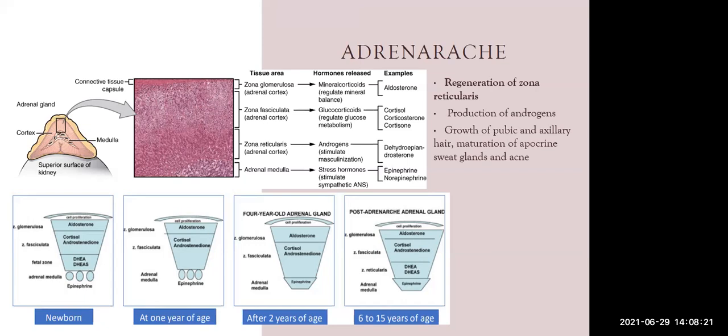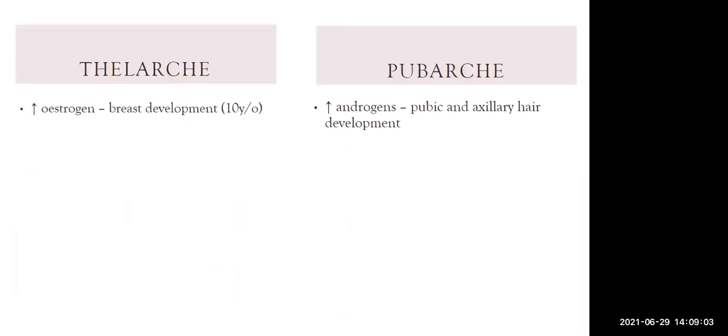When we take a look at the next illustration, you can see the newborn, at 1 year of age, 2 years of age, and at the age of 6 to 15 years old. You can see that at the fetal zone there is no reticularis. Then we start to see a regeneration of zona reticularis at the age of 6 to 15 years old. At this age, there is a production of androgen, and at the same time we notice growth of pubic and axillary hair, maturation of apocrine sweat glands, as well as acne.